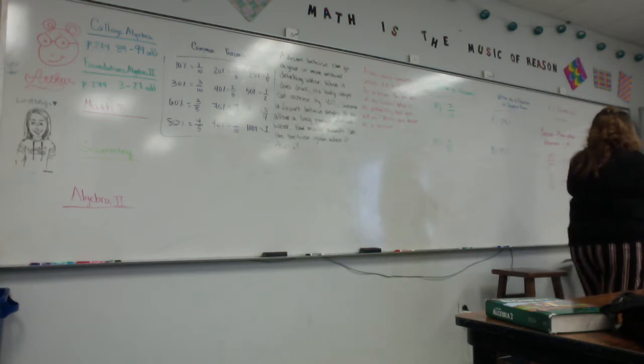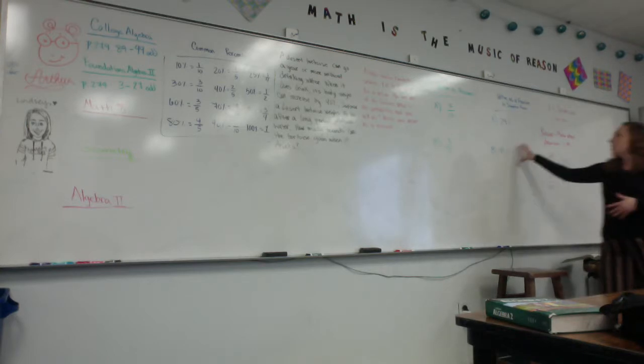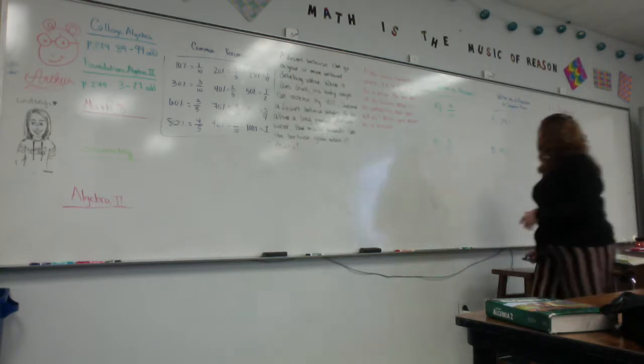A percent is a ratio whose denominator is 100. So 85 over 100 is 85%. P over 100 is P percent. Okay. So how would I write these percentages as a fraction in simplest form? How would I do that?